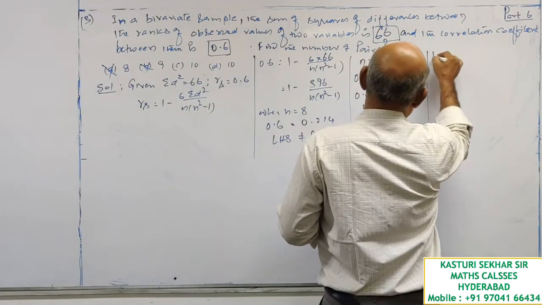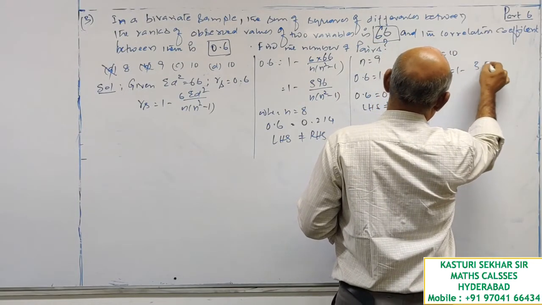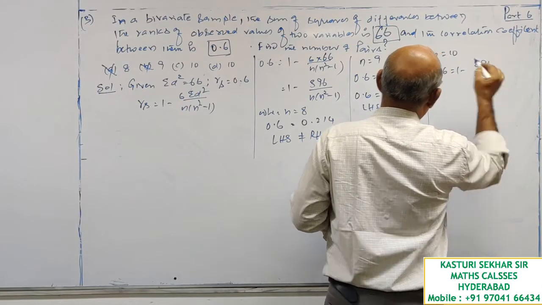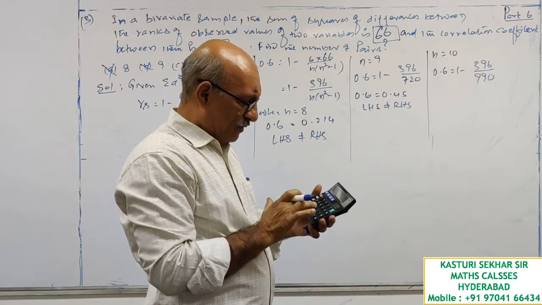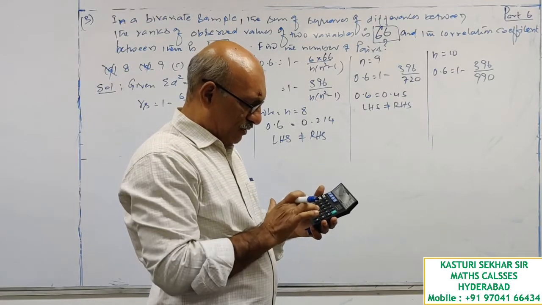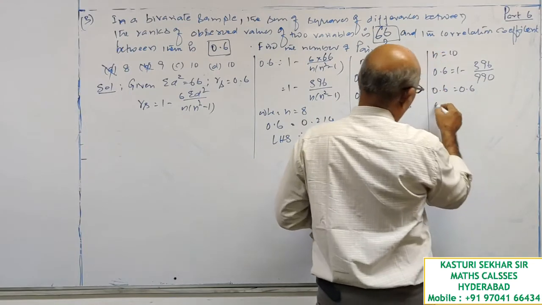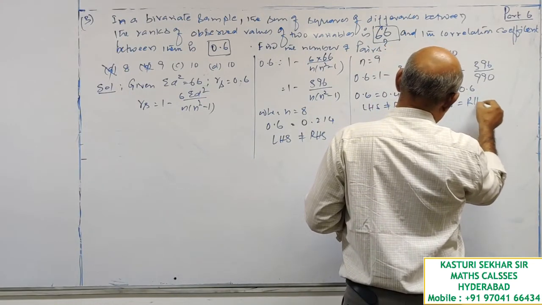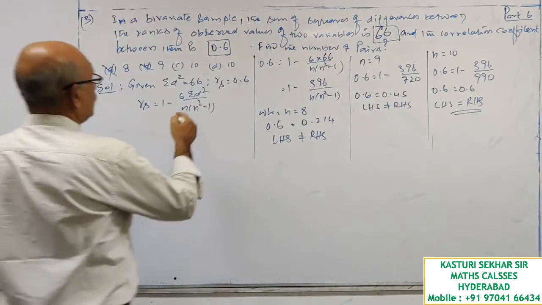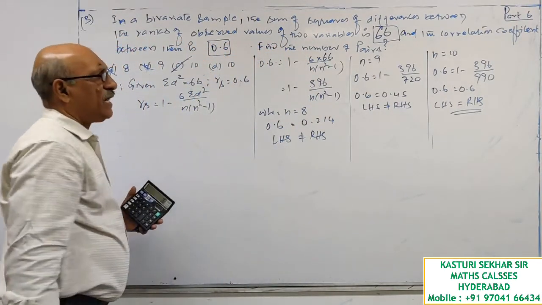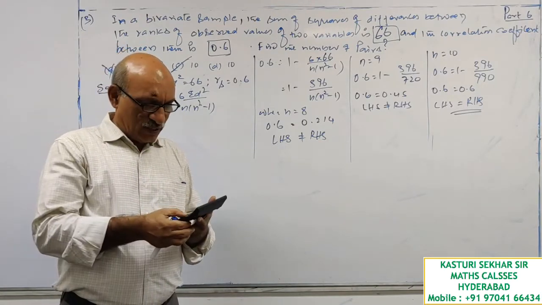Let's go for n is equal to 10. 0.6 is 1 minus 396 divided by 990. 396 divided by 990 is 0.4, and 1 minus 0.4 is 0.6. LHS equals RHS. So n is equal to 10 is the answer to the given question.